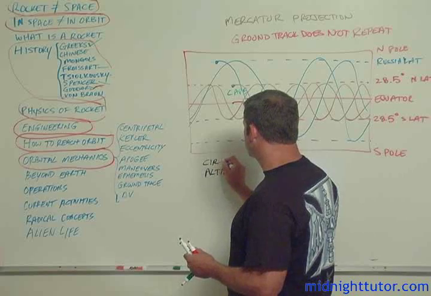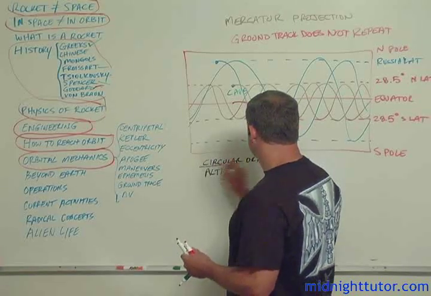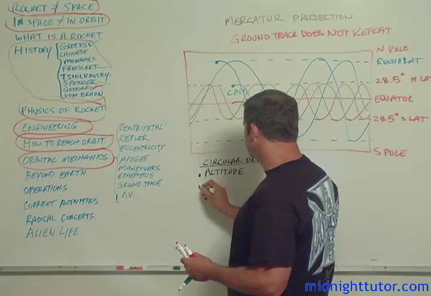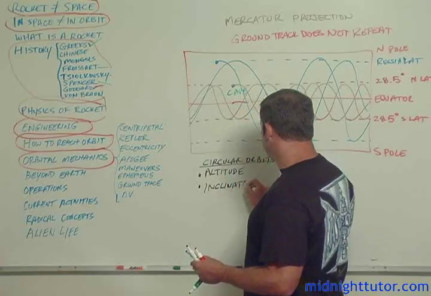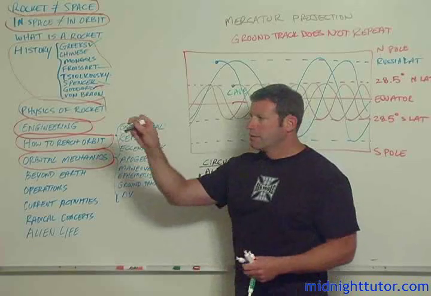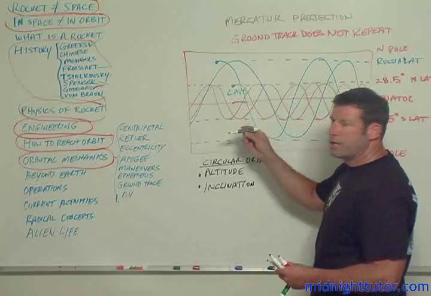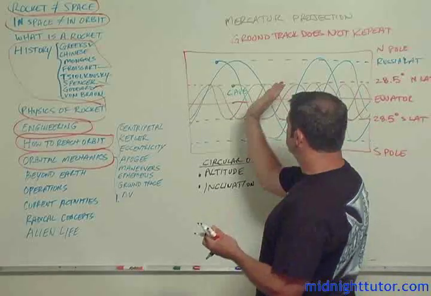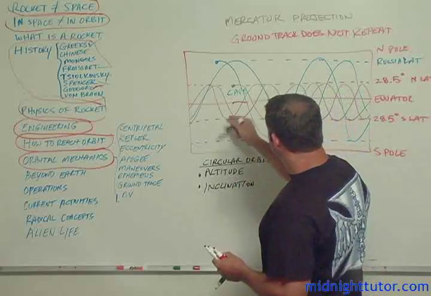right? So this applies to circular orbits around the Earth. We need an altitude, we need an inclination, right? That tells us what the angle is of the orbit plane, and then we need to know which orbit plane. Is it this one? Is it that one? Is it that one? Is it that one? Well, we do that based on the ascending node.